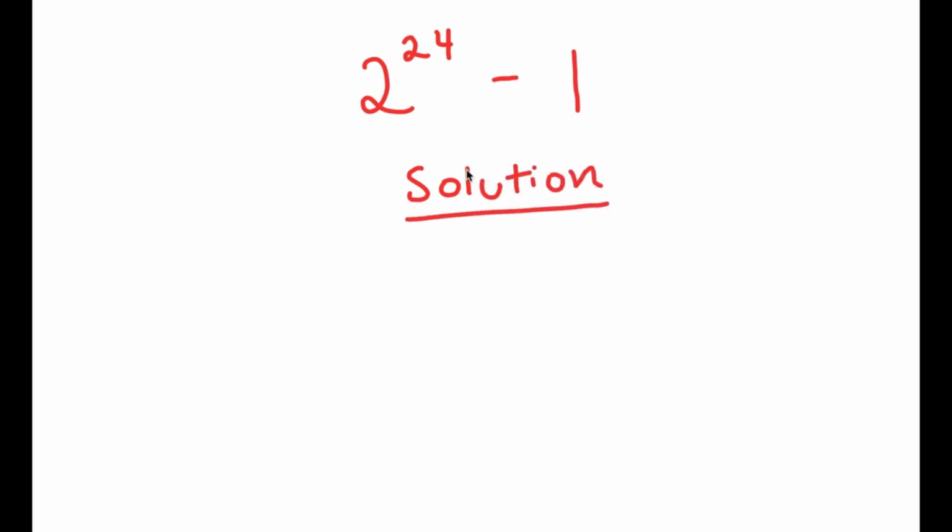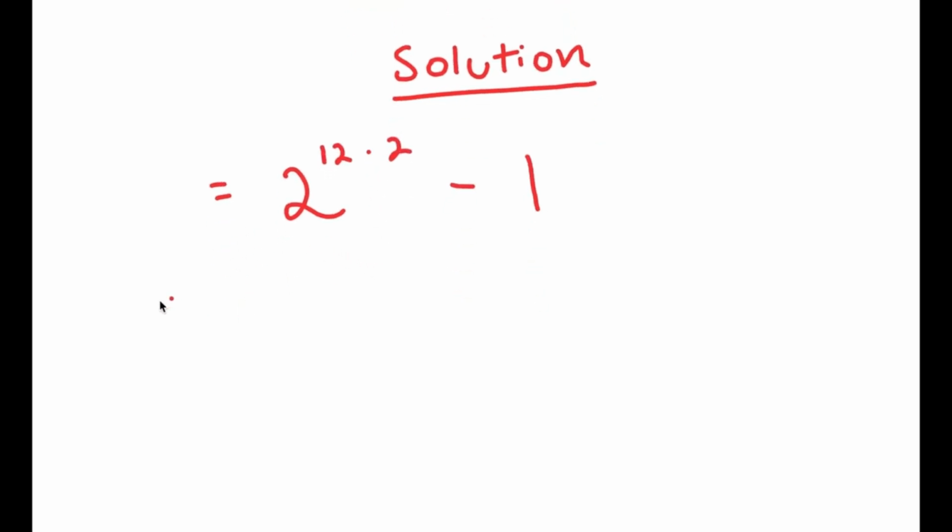Alright, so in this video, I'm going to be solving the problem 2 to the power of 24 minus 1. So, for my solution, what I'm first going to do is rewrite this as 2 to the power of 12 times 2, minus 1. All I did was rewrite 24 as 12 times 2.